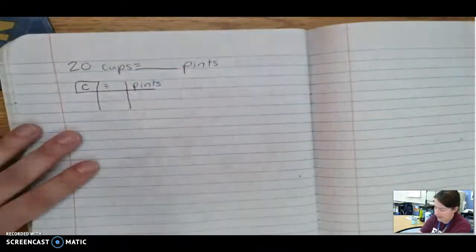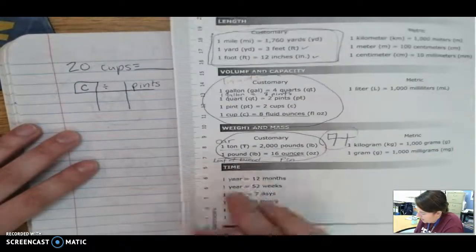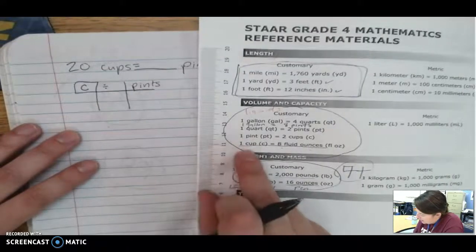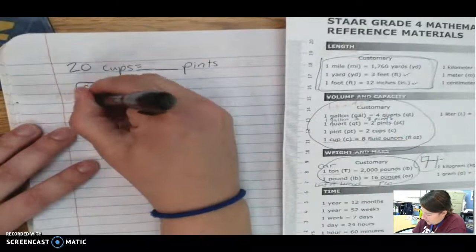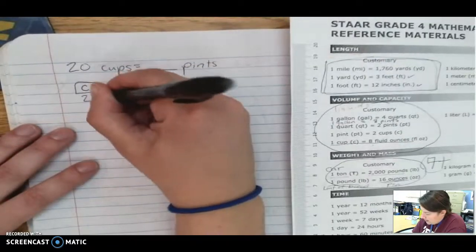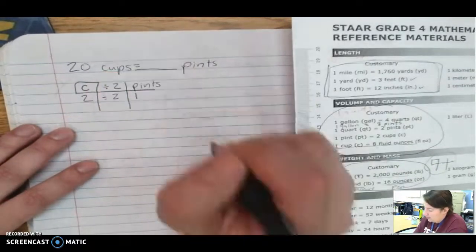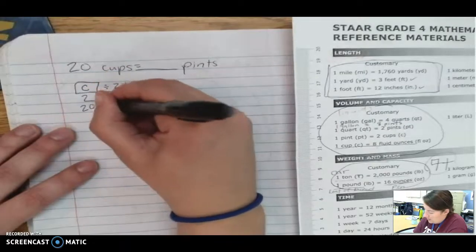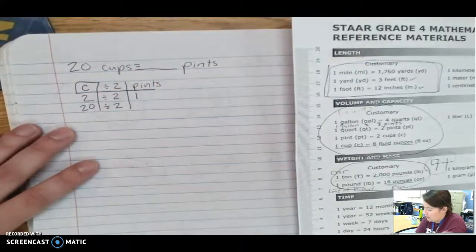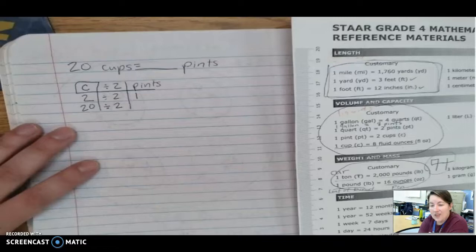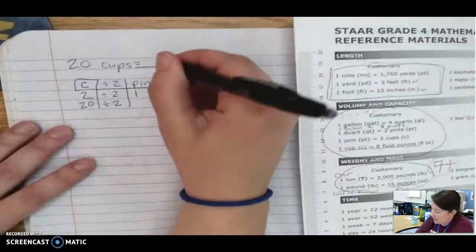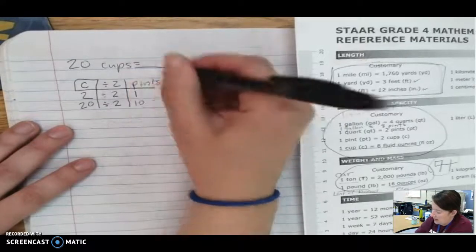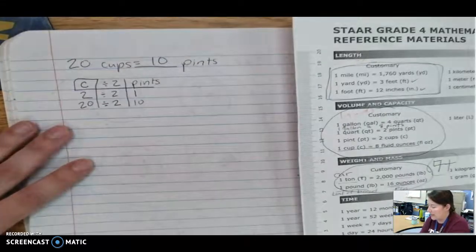But divide by what? Let's see. All right, how many cups are in a pint? So let's look. We have 2 cups is 1 pint. So 2 cups is 1 pint. That would be divided by 2. So I know I need to divide everything by 2. So 20 cups is the same as how many pints? 20 divided by 2 is 10. 20 cups is the same as 10 pints.